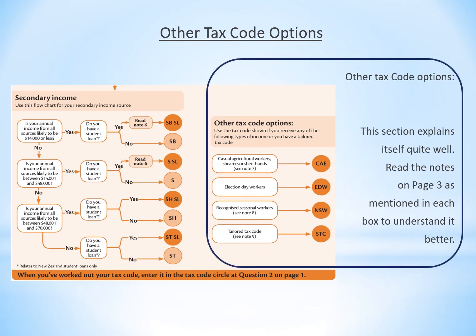The selected portion showing is for the other tax code options, of which there are 4. For more clarification on these, read the reference notes on page 3.